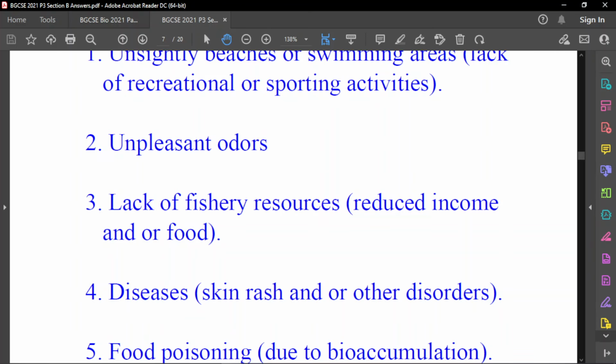Lack of fishery resources. If you have a lack of fishery resources because of sewage, because of destruction of habitat, killing of juvenile organisms, no way to spawn and all those types of things, then what you may have eventually is a reduction in income or food. Because if these marine organisms are not able to reproduce or grow to maturity effectively, then we're going to have a lack of food. And then for some persons who depend on the ocean for income, they will suffer as well.